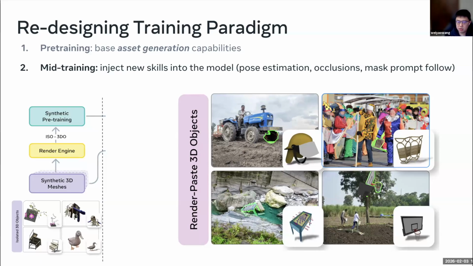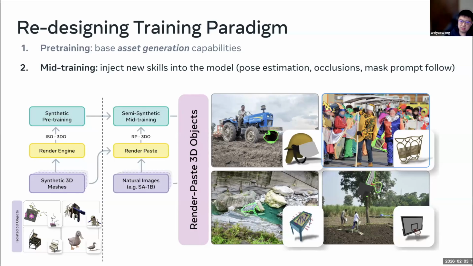To teach these capabilities, we build a special dataset, which we call render-pasted object. This is what you saw on the right. We take an isolated 3D object, render it from a random viewpoint, and paste it onto a natural image background. You see, this looks a little bit funny. You can see this basket is on a tree. It's not exactly what the real world looks like, but it gives the model exactly the contextual information it needs to learn about pose, how to follow the object mask, and how to handle occlusions.